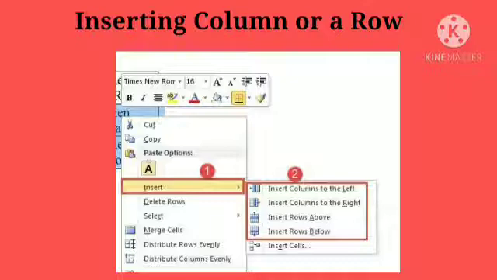First, draw a table and then select the number of rows and columns which one you want. Second, right click on the cell, row or column where you want to insert another column or row. Okay, one pop-up menu appears. Here you have to select insert.